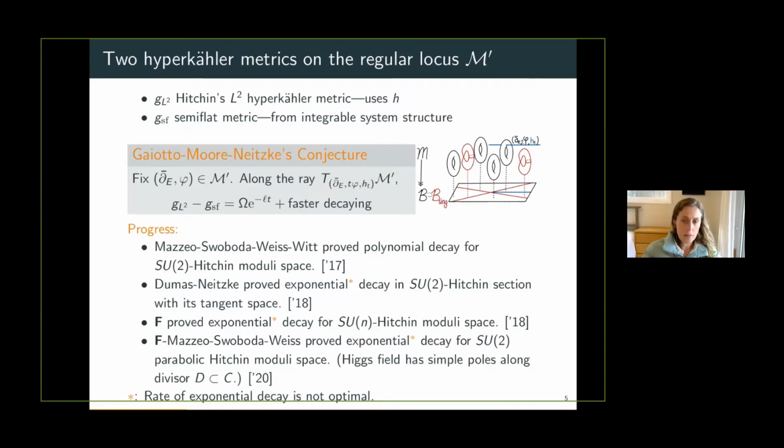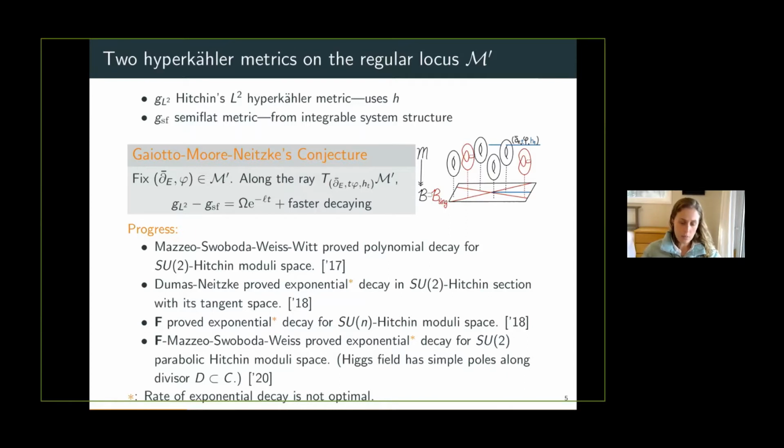easier. And then since then, I proved exponential decay for the SU(N) Hitchin moduli space. And then with Rafe Mazzeo, Jan Swoboda, and Hartmut Weiss, we also proved exponential decay if you allow your Higgs field to have simple poles along some divisor of C, which is the case of these parabolic Hitchin moduli spaces.